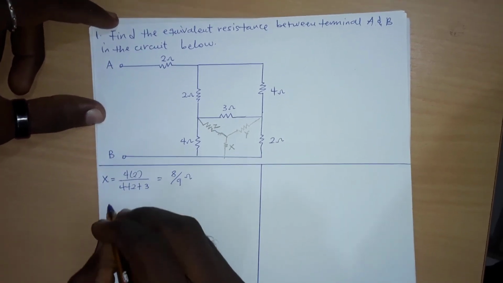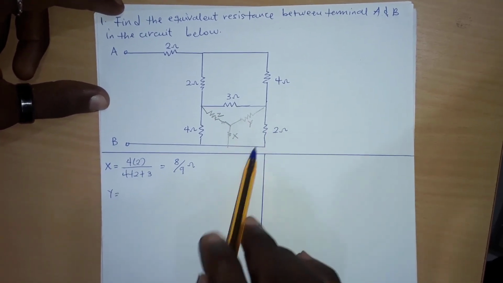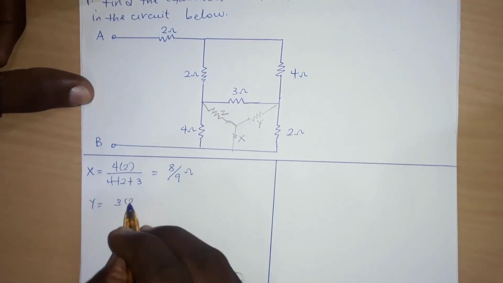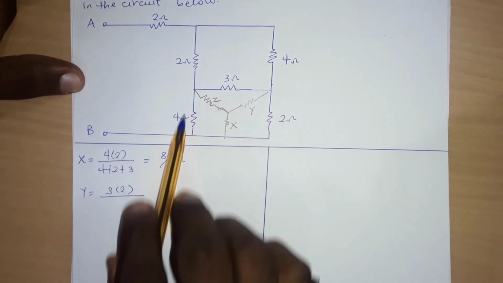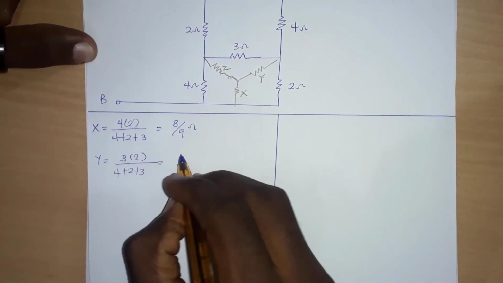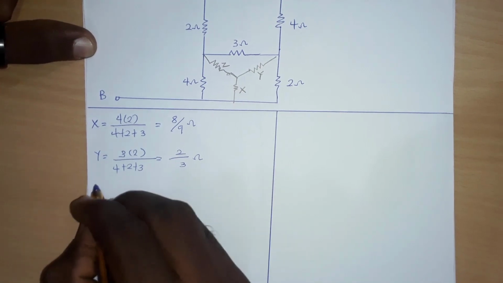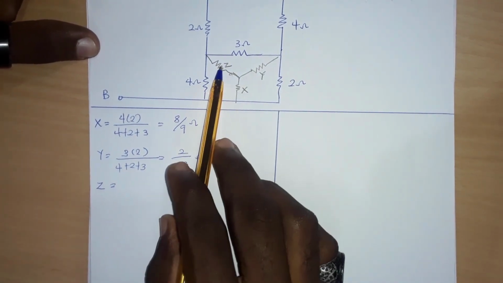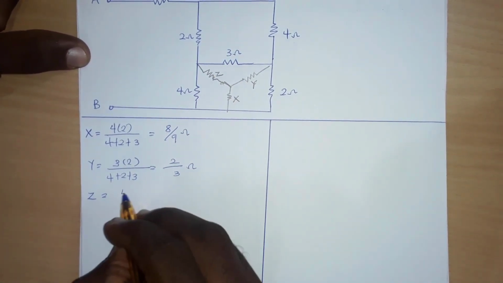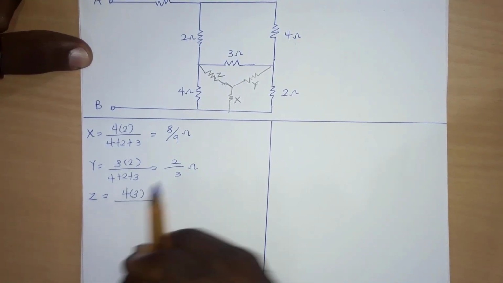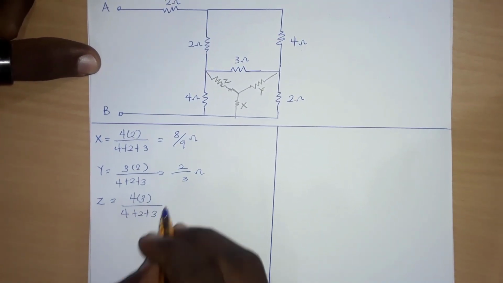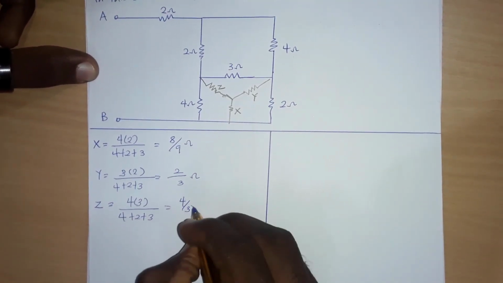We also transform Y. When we take a look at Y, we can see that 3 and 2 are the ones sandwiching Y. So we will see that 3 will multiply 2 out of the summation of the resistors of the delta. That is 4 plus 2 plus 3. In this case, we will have 2 on 3 ohms. And then Z. Here is Z. The resistors sandwiching Z are 4 and 3. So we will multiply them, 4 times 3, out of the summation of the delta resistors. That is 4 plus 2 plus 3, which is 4 on 3.